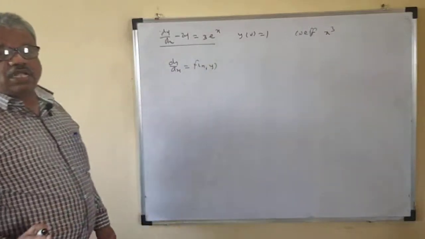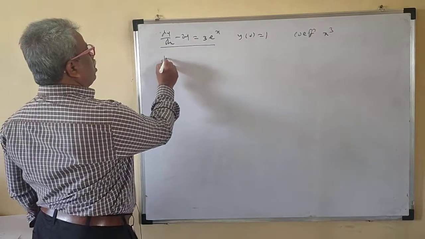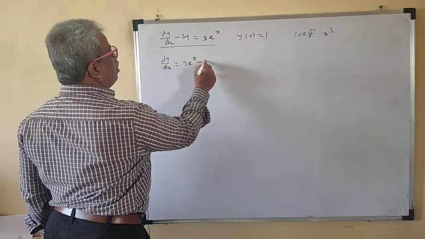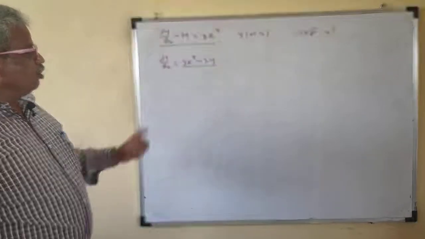You have to express this in the standard form. Okay, so we'll express this equation in the standard form. So that is dy by dx. You have to just shift this 2y there. So this is minus 2y. Okay, now this is your f of x, y in the standard form.